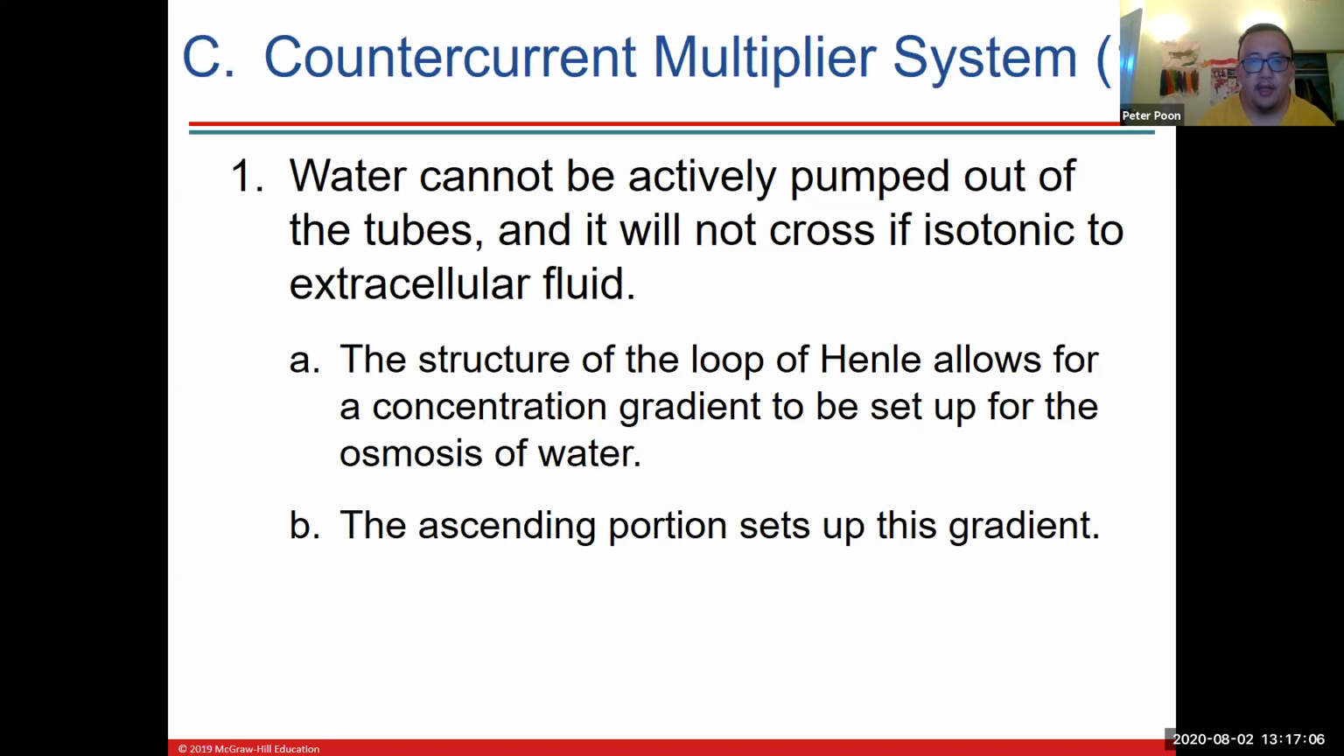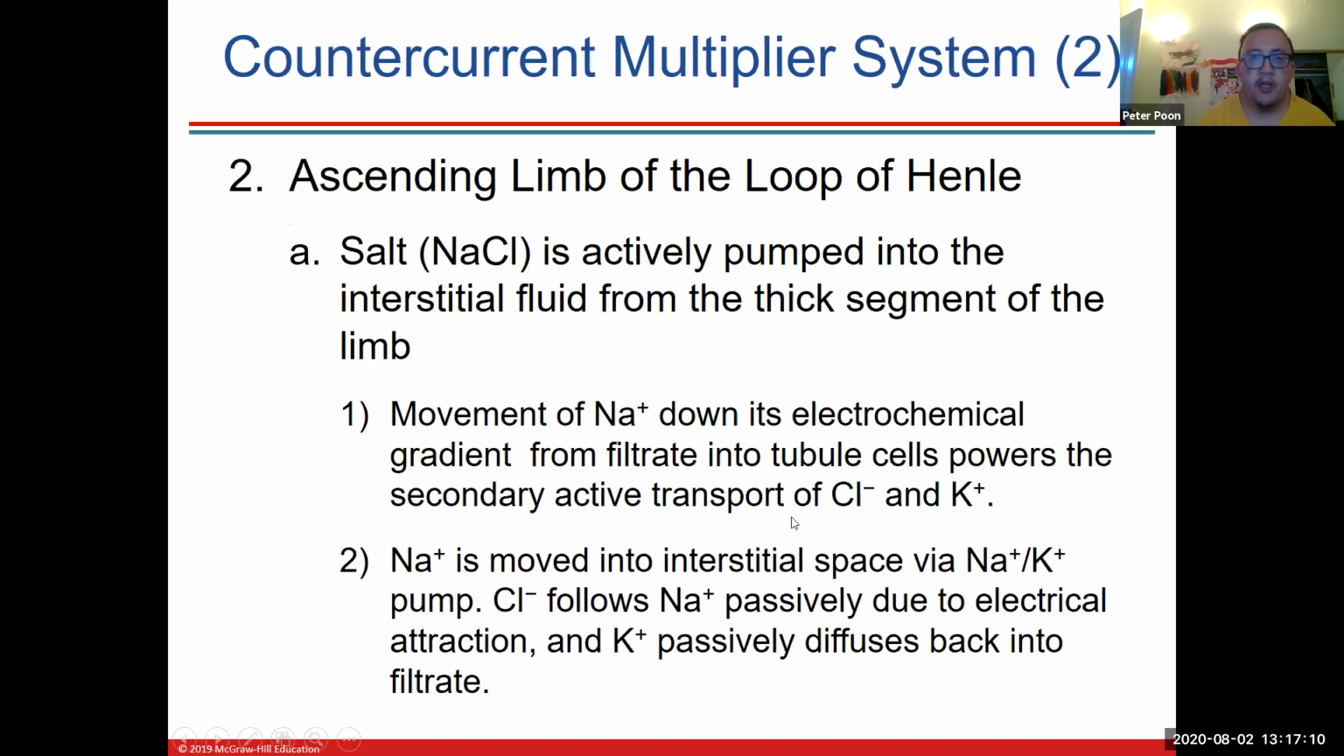So the structure of the loop of Henle allows for the ascending portion that's up gradient. So you're constantly pumping out salt into the area surrounding the loop. So the bottom of the loop is going to be the saltiest, and then the top is going to be less salty. But as water goes down, it's going to keep leaking out because it's going through an area that's more and more salty.